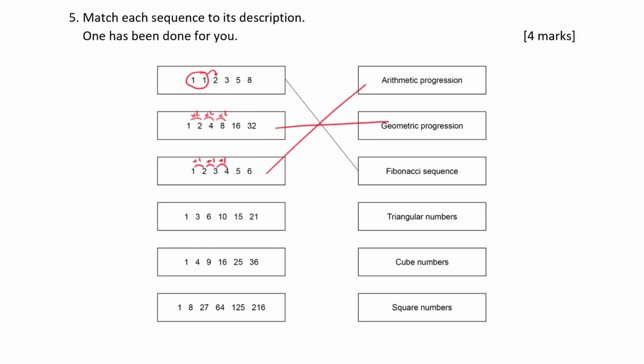Okay, what have we got now? 1, 3, 6, 10, 15, and 21. Now, if you drew those as a sequence of dots, I think you can probably see that this is the triangle numbers. It's that one there. 1, 4, 9, 16, 25, 36. I hope you can recognize is the square numbers, and that leaves me with the cube numbers 1, 8, 27, 64, 125, 216. Yep, that all looks good.